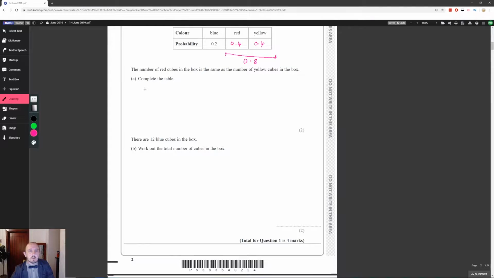Question part B says there are 12 blue cubes in the box. So the probability of getting blue is 0.2, and that's also representative of 12 blue cubes. So that 0.2 probability is 12 cubes. If we divide both sides by 0.2, that will give us the number we have, because usually we would multiply by the probability to tell us the number of cubes. So we're going to divide by the probability and get back to where we were. Dividing by 0.2 is the same as timesing by 5. So we're going to have 60 cubes that are blue.